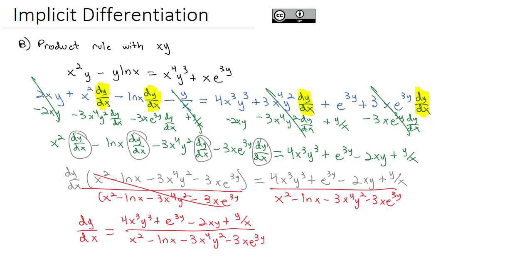And while it got long and ugly, we were able to still find our derivative using our product rule, using our chain rule, using the same steps. Derivative of both sides, get the dy dx on one side, everything else on the other side, factor out the dy dx, and solve by dividing. It's your turn to practice some of these on the assignment.